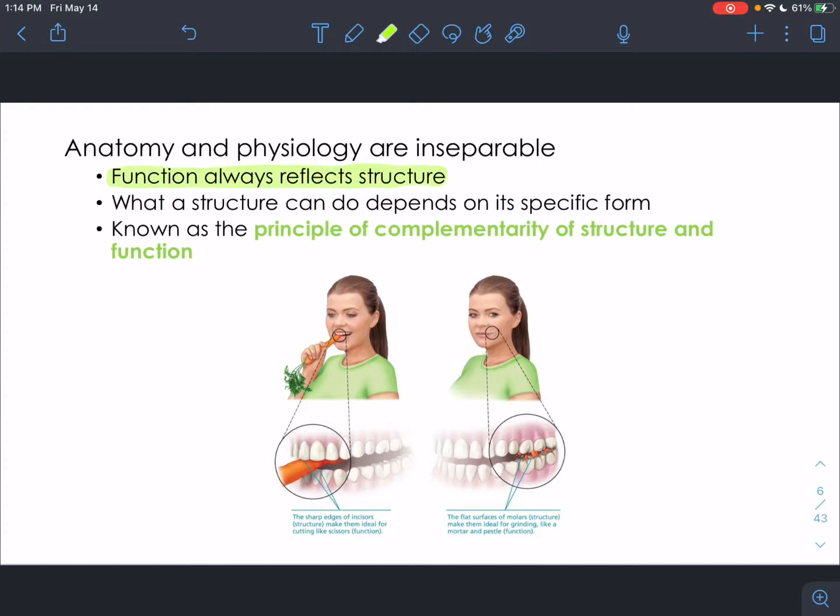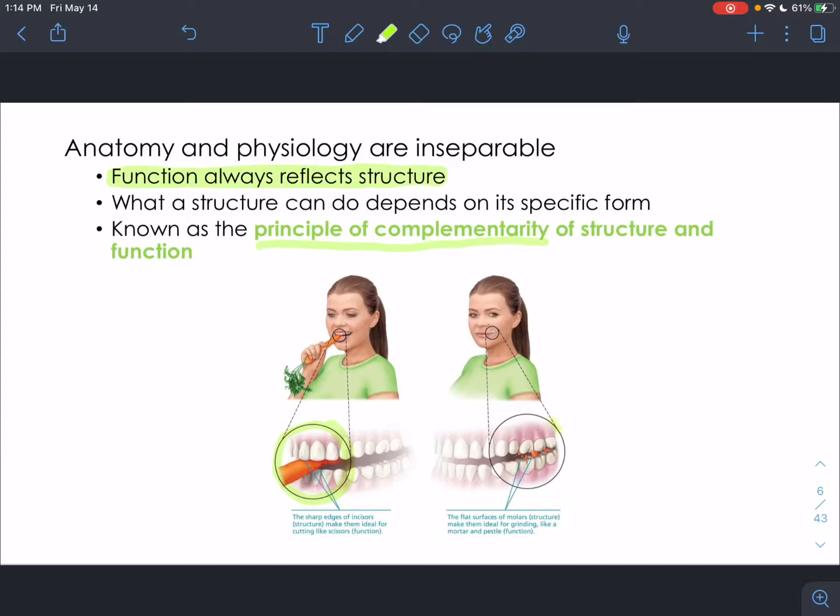And this principle is known as the principle of complementarity of structure and function, right? So a really basic example is our teeth, right? The structure of them tells us what the function of them are. So our incisors, the teeth in the front here, this one eating a carrot, incisors have really sharp edges, so they're really ideal for cutting food, right? Breaking off the piece of the carrot.